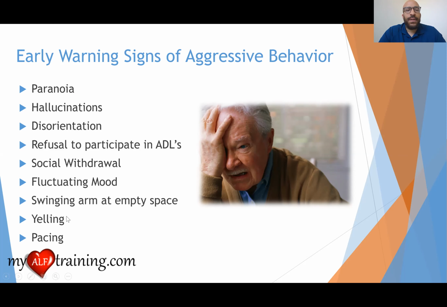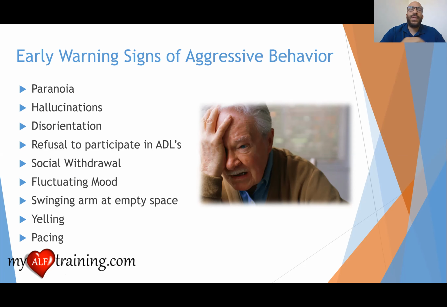And here we have the physical: swinging their arm at an empty space, not necessarily throwing a punch, just kind of forcefully swinging their arm at an empty space when they're sitting down, maybe just talking to themselves or just relaxing. You just see them kind of swing their arm. That's something you just keep an eye on and see what goes on. Yelling, pacing back and forth, if they're just yelling about things and complaining. So those are some early warning signs that aggressive behavior may be impending.